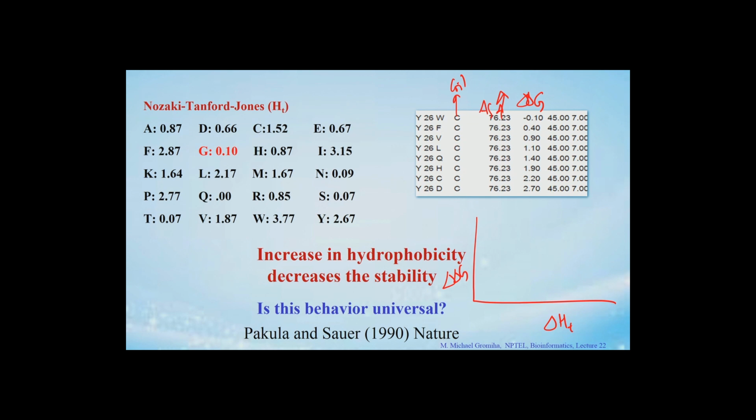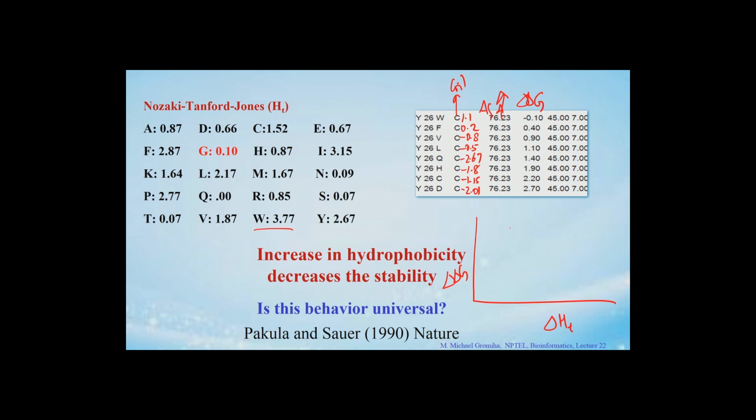Okay, so this is Y26W, what is the value? What is the value of W? 3.77, for the Y 2.67. So, this is equal to 1.1, and the second one 0.2, phenylalanine, what is phenylalanine? 2.87 minus 2.67, this is 0.2, and minus 0.8, minus 0.5, this Q minus 2.67, H minus 1.8, Y26C minus 1.15, Y26D, D is 0.66, so minus 2.01, right.